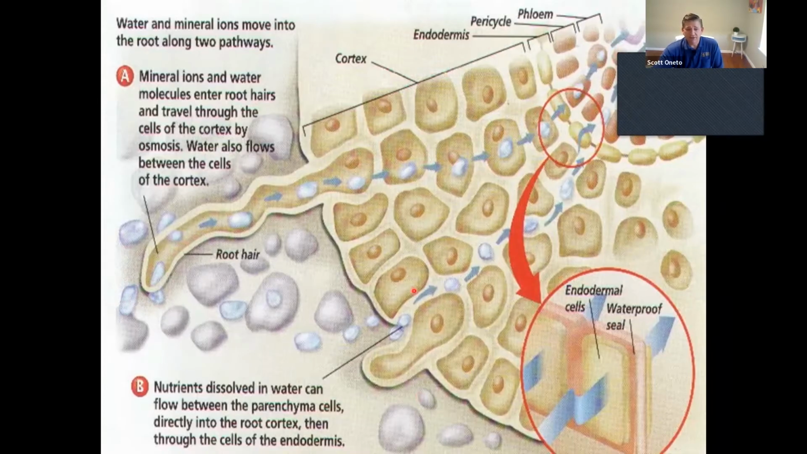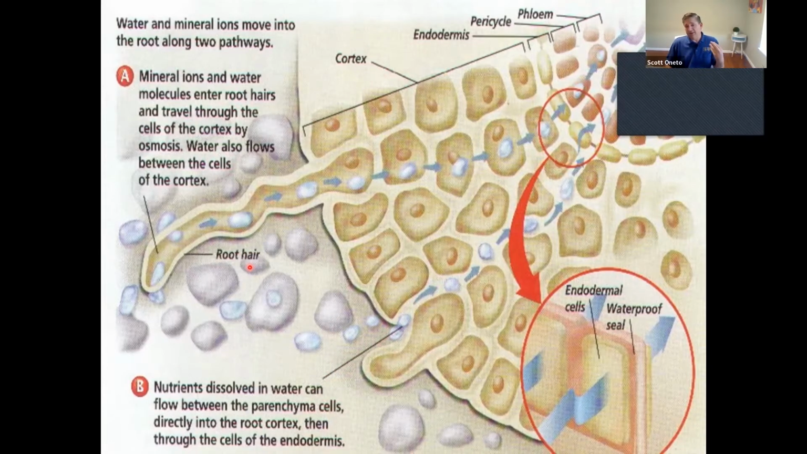In this other way, we have more of a diffusion process where water is moving between cell walls. And so you can kind of see it shown here where we have water molecules moving in between cell walls here, all the way again to the xylem. And the thing that I want to point out with that is this is a very slow process.